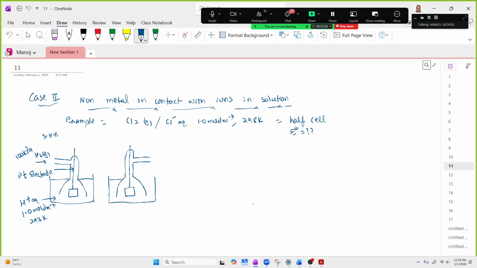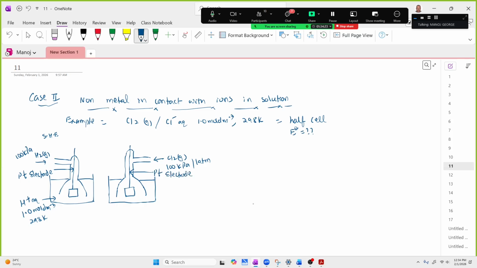And then there you go. You see what I did? Now everything remains the same, but this time I'm going to put chlorine gas here, and that has to be 100 kilopascal or 1 atm, whichever you prefer. And then this is again a platinum electrode, because you cannot have an electrode made of chlorine. That doesn't make sense, right? So you still need a platinum electrode.